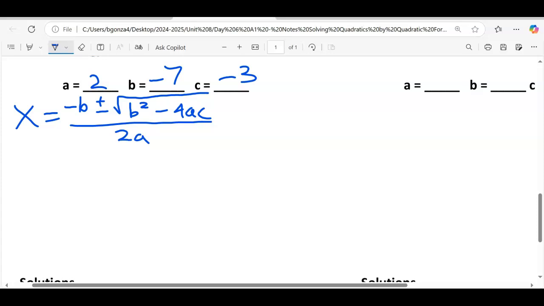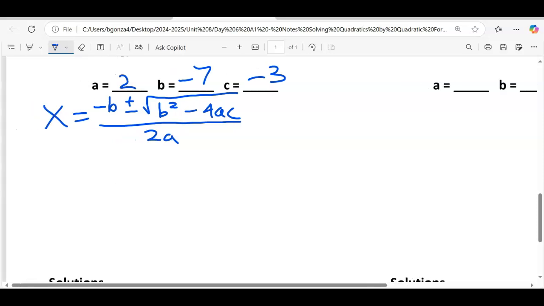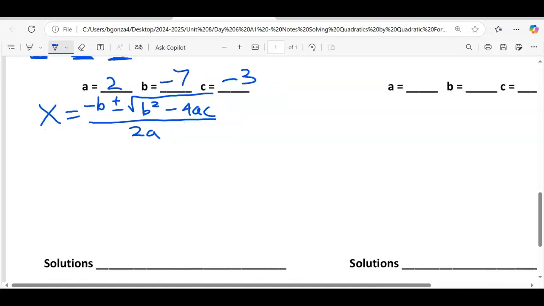Well, here's the deal. We are going to replace this b, and this b, with a parentheses negative 7. We're going to replace this a and this a with the parentheses 2, and we're going to replace this c with a parentheses negative 3. Okay? We're just plugging stuff in, and we're just going to rewrite it first before we do anything.